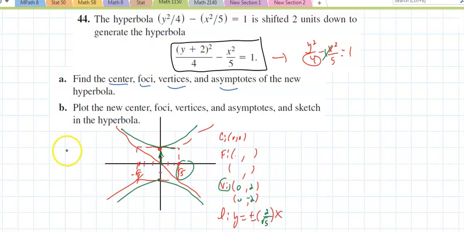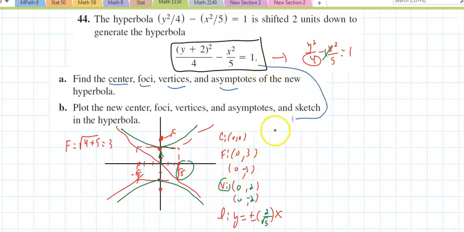Well, how do you find the foci? Isn't that the square root of 4 plus 5, which is 3? 1, 2, 3 units, and 1, 2, 3 units. Got it.